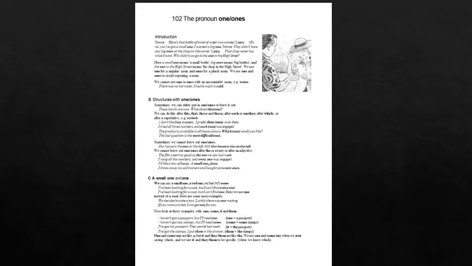Now look at these examples with one, some, it, and them. I haven't got a passport, but I'll need one. So here the one is the reference to the noun passport. I haven't got any stamps, but I'll need some. So some is referring to the stamps. I've got my passport, they sent it last week. I've got the stamps, I put them in the drawer.